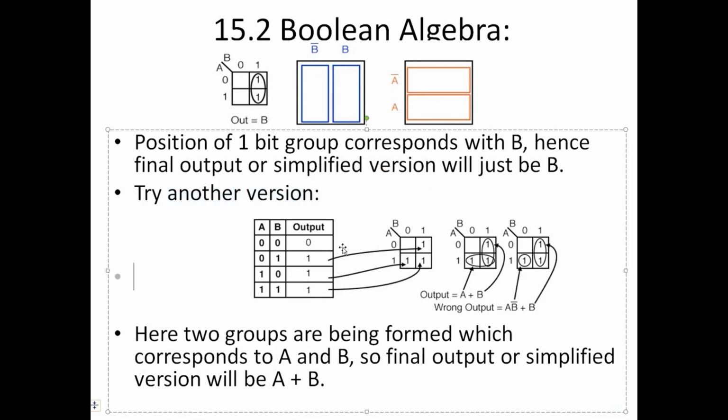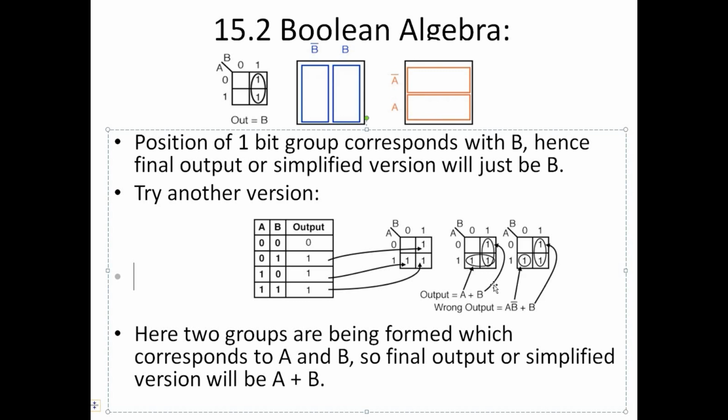Try another version. Over here this is 0, this is 1, this is 1, this is 1. Now as you can see, neither A nor B completely matches the output. So now there are three ones. That means we can form two groups, because groups cannot be made diagonally. Hence we will be forced to make two groups, one vertical, one horizontal. Groups can either be vertical or horizontal, but all of this cannot be made into one group.